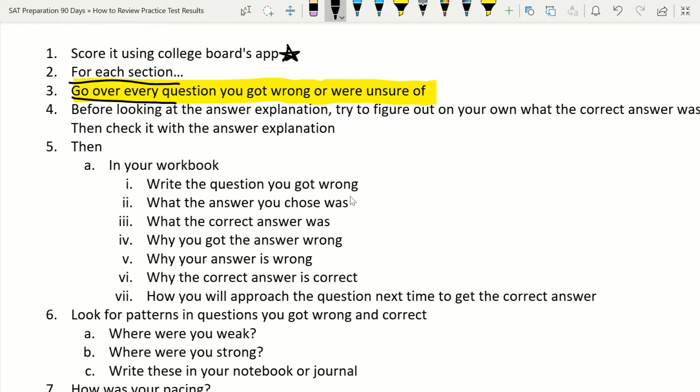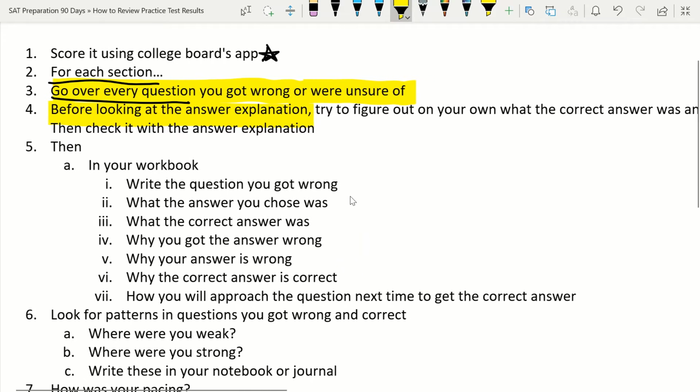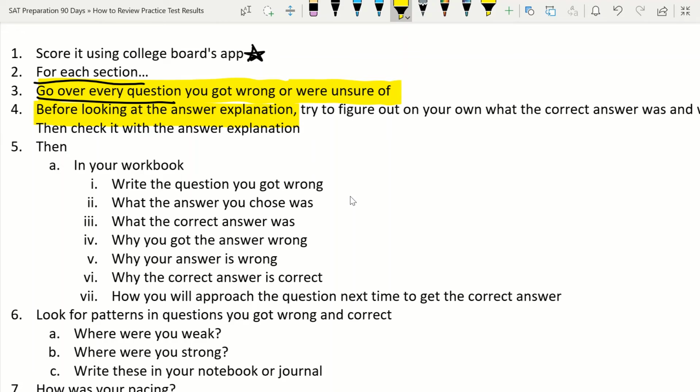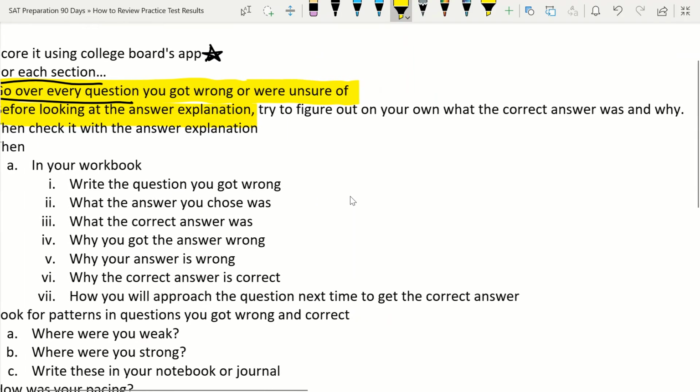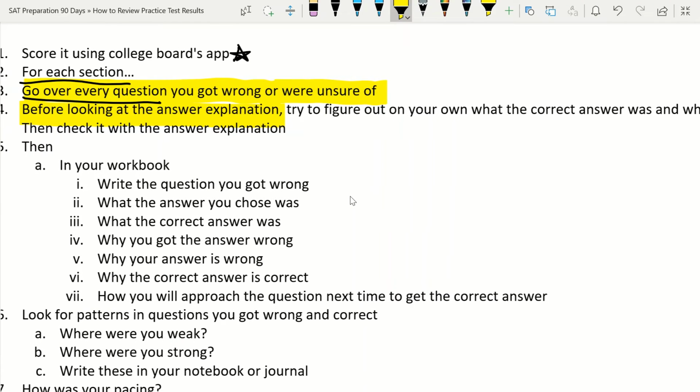Well, if you got a question wrong, before you look at the correct answer or the correct answer explanation, you're going to see you got it wrong, because I believe it puts a little X by that question instead of just giving you the right answer. So if you see you have an X, so you got one wrong, you're going to try to figure out on your own what that correct answer was and why that correct answer is correct. So why do we do this?